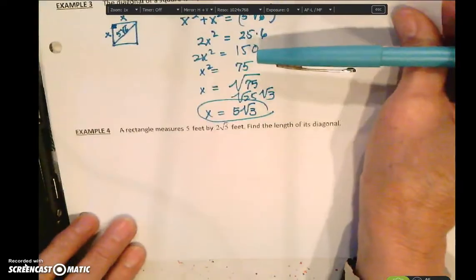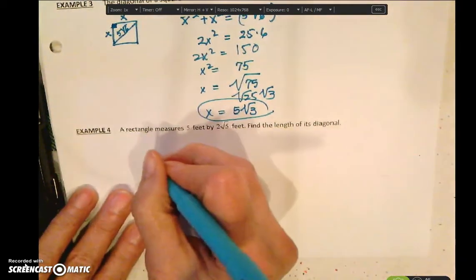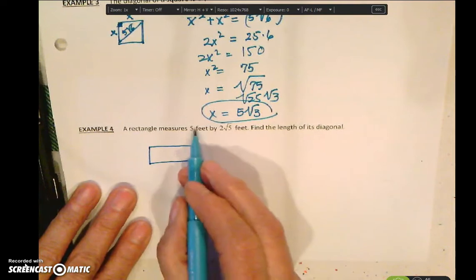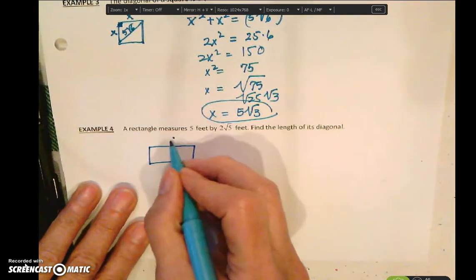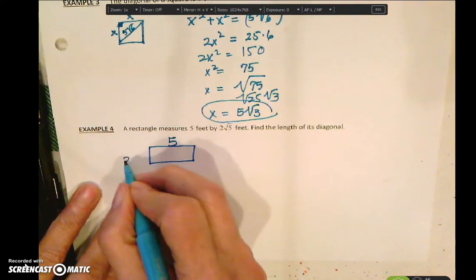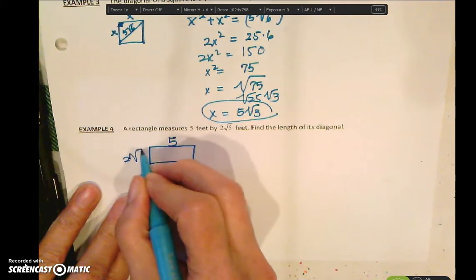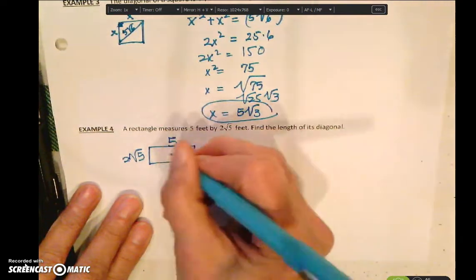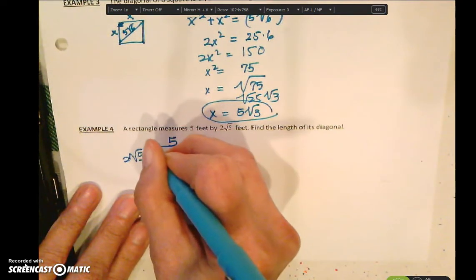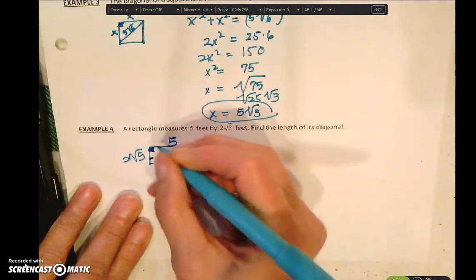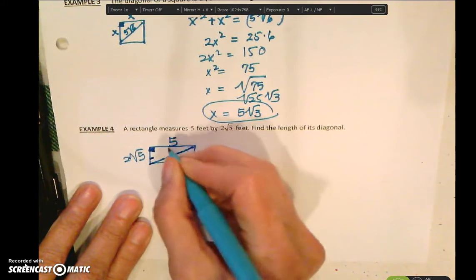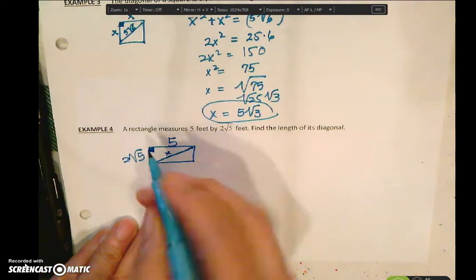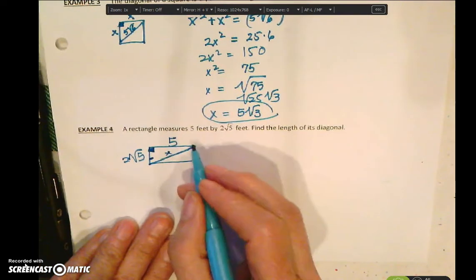All right, so how about example 4? This time we have a rectangle, and we're given that it measures 5 feet by 2 radical 5 feet. Find the length of its diagonal. Again, this is going to have a right angle in it here. When I look for the diagonal, we don't know what that is, so I'll call it x. So the legs then are the sides of the rectangle.